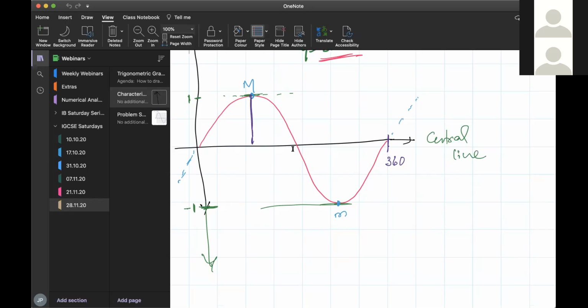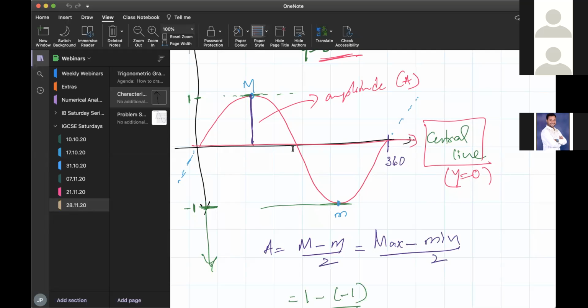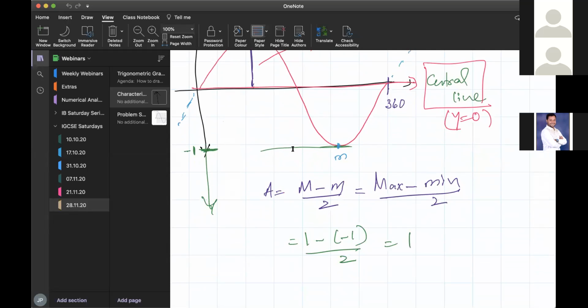It's not me calling it the central line, that is what it's called. The central line is the x-axis. The equation of the central line is y is equal to zero. This distance I've drawn from the central line to M refers to what we call the amplitude, often denoted as a. The amplitude can be computed by the formula M minus m over 2. It's the maximum value minus the minimum value, the whole thing divided by 2. So if the maximum value here was 1 and the minimum value was negative 1, you'd get 1 minus negative 1 over 2, and that should be just 1. That's the amplitude of a sine wave.